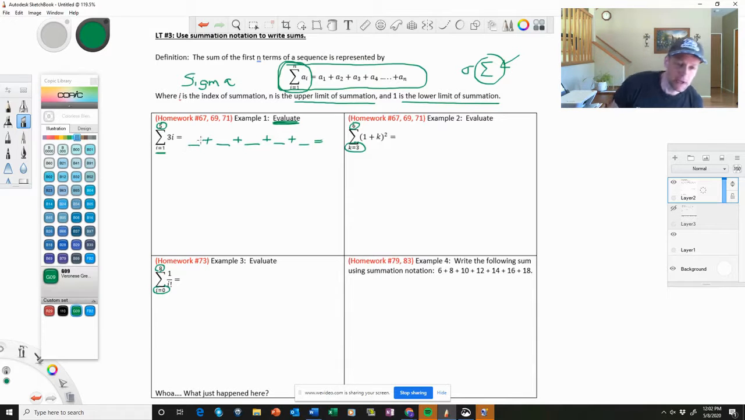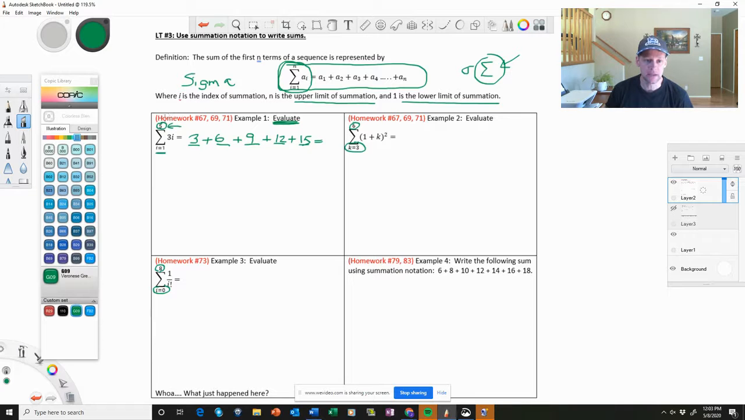So in this particular case, all we have to do is plug in 1 for i right here. So 3 times 1 is 3. Then we plug in 2 for i. 3 times 2 is 6. Then we plug in 3 for i. 3 times 3 is 9. Then we plug in 4. And then we plug in 5. And then we stop because 5 is the upper limit of summation.